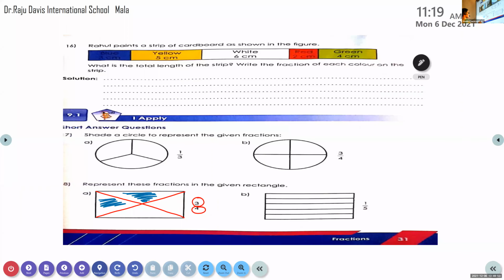So any three parts can be shaded, and shade properly. I have not shaded properly. Okay, you have to do it very nicely. And second one, B. It is already divided into 5 parts. How many parts have to be shaded in section B? 1 part. The numerator is 1, so only 1 part has to be shaded.